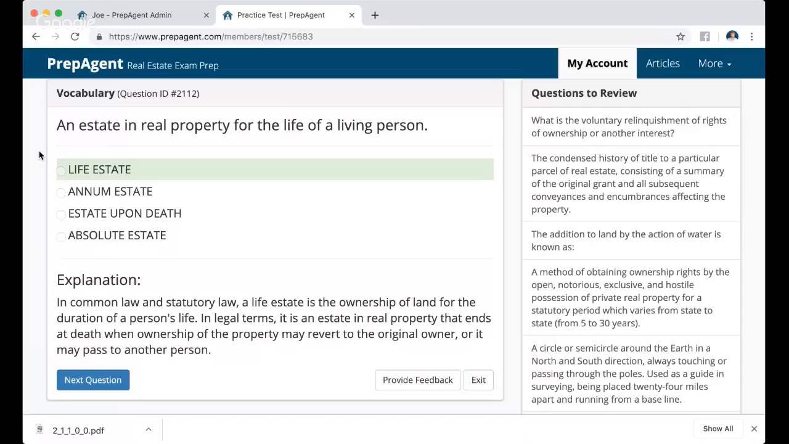Four types of less than freehold estates. So you've got estate for years, periodic tenancy, estate at will, and estate at sufferance. Really quick, let's go through those.